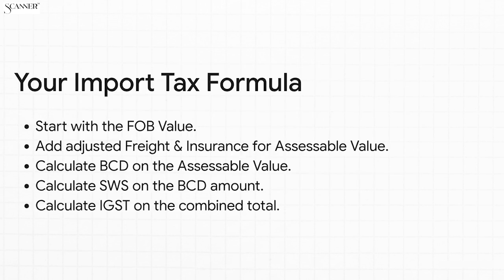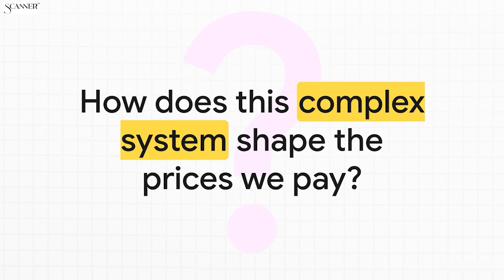So let's recap our entire tax recipe one last time. You start with the FOB value. You add your adjusted costs for freight and insurance, and that gets you to your foundational assessable value. Then you layer on the taxes in order. First, BCD on the assessable value. Second, SWS on the BCD amount. And finally, IGST on the grand total of everything that came before it. And there you have it, the recipe for calculating import duty.